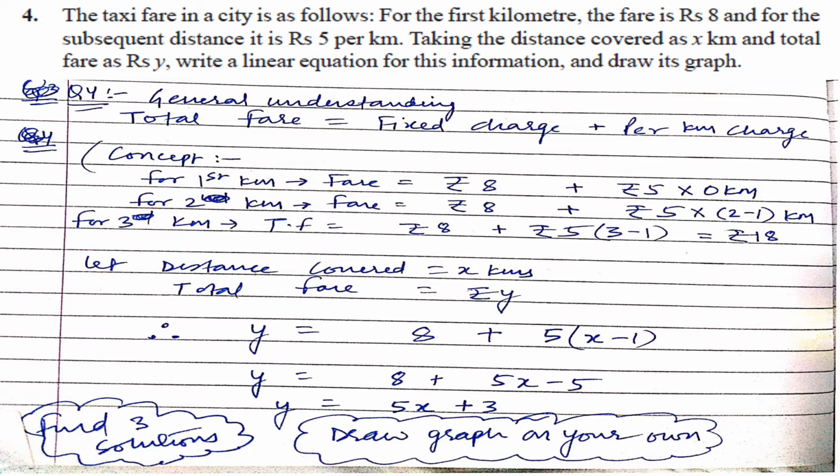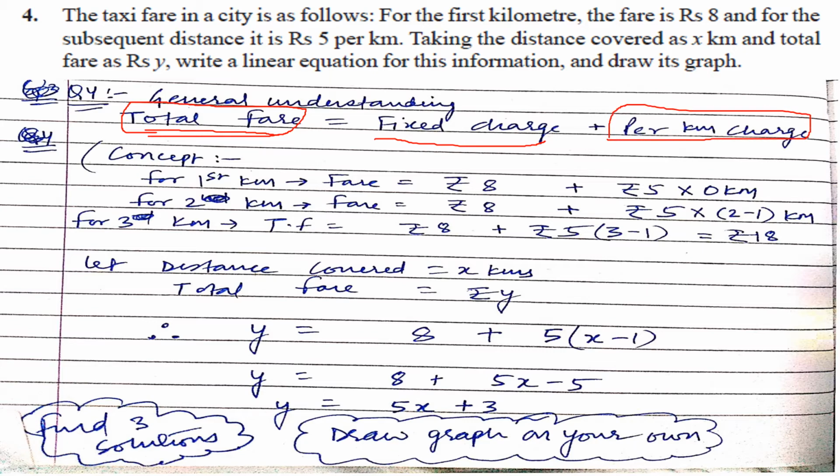Just think of the general understanding of this question. Whatever the question is, we have to find the total fare. When you sit in a taxi, you have to give a total fare to that person. Now you will ask him, Bhaiya, why is the total fare this much? He will tell you, Bhaiya, the total fare has a fixed charge for the first kilometer and the remaining charge per kilometer I have charged.